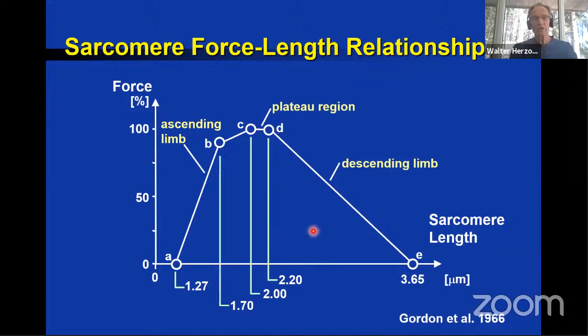And so here, this is for a frog sartorius muscle. We see that you reach an optimal length or a plateau region where the muscle can exert the maximum force. And for frog, that happens to be at about 2 to 2.2 microns of sarcomere length. And when the muscle gets shorter, it loses force. And when it gets longer, it loses force as well, which we then call the ascending limb and the descending limb of the force length relationship. And it's very well accepted today that the isometric maximum force depends on the length of the muscle and is described in this particular way.